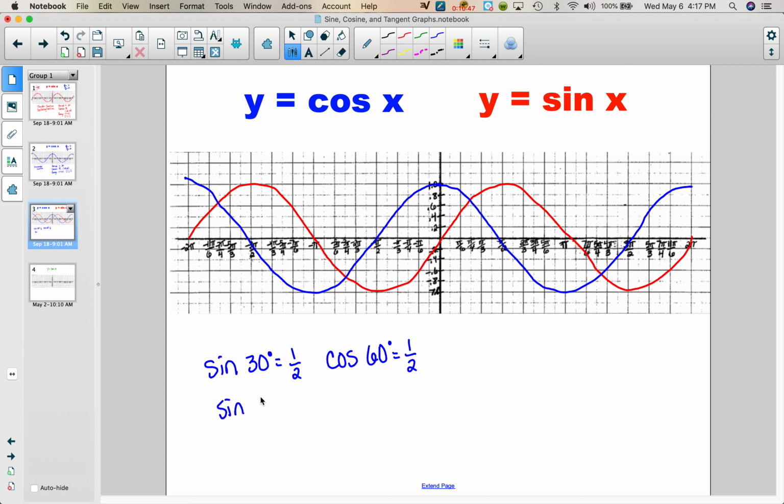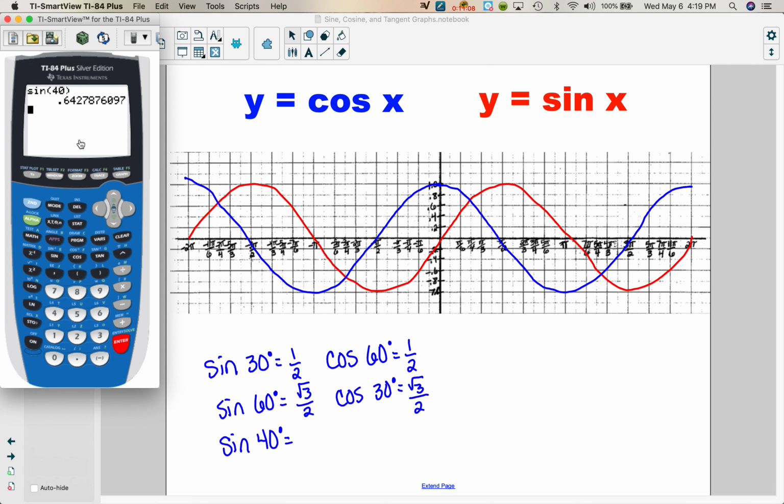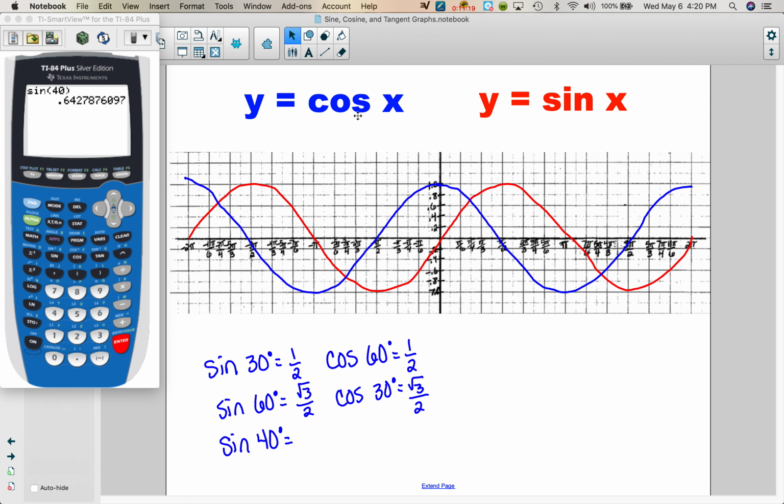Sine of 60 degrees is root 3 over 2. Cosine of 30 degrees is root 3 over 2. Try sine of 40 degrees. And you might have to grab a calculator to do that. So if we try sine of 40 degrees, this is not one of the special angles, so we don't get a nice value. We get approximately 0.64.